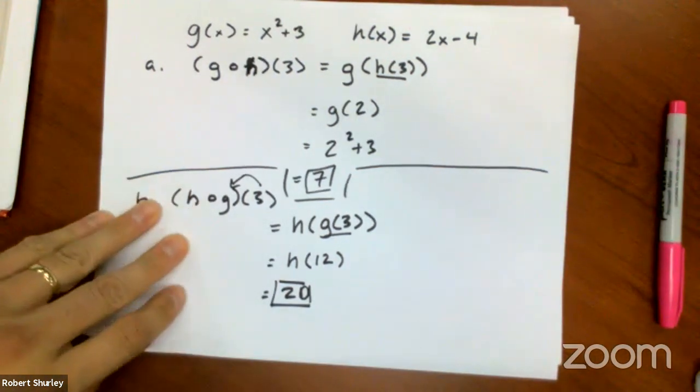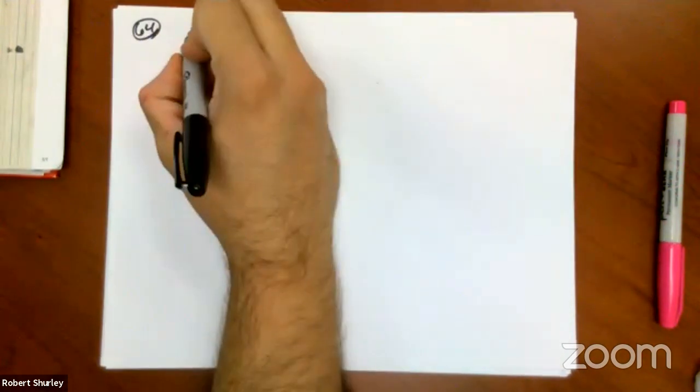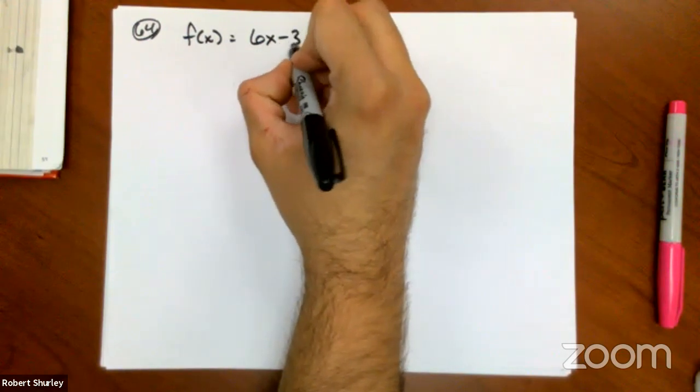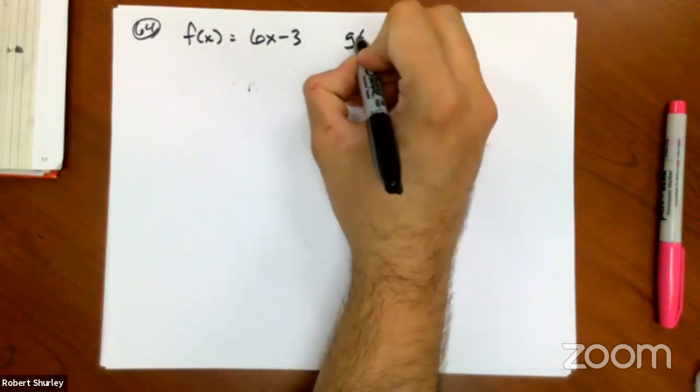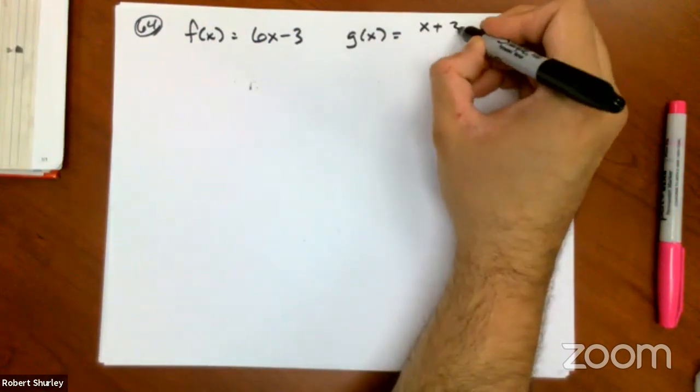Let's throw some trickier equations out there and just test our skills here. Let's look at 64. This looks rough. Let's see what happens. 64 has f of x equals 6x minus 3, and g of x equals (x plus 3) over 6.